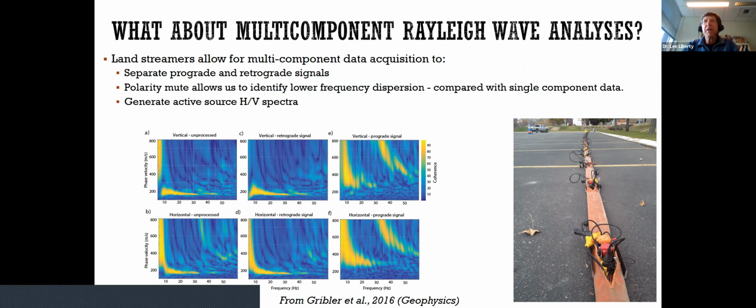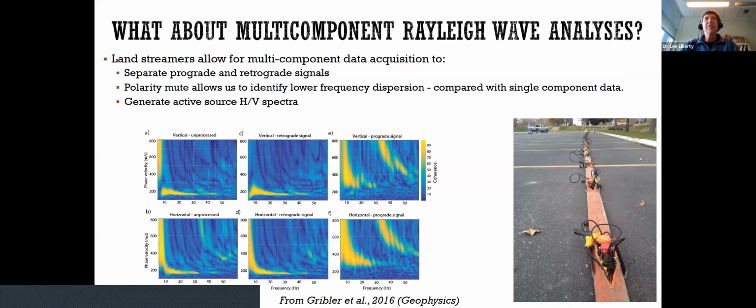What about multi-component data? This is from that Salt Lake data set where we were able to pull out both Rayleigh wave dispersion from the vertical and the horizontal components. And Gabe showed from this 2016 paper that we can separate prograde and retrograde signals. Many of you know that the fundamental mode of Rayleigh waves typically moves in a retrograde fashion, or counterclockwise with respect to the direction of motion. Many of the higher modes propagate in a prograde fashion, and with some simple polarity mutes, as we call them, you can separate those prograde higher modes from the retrograde fundamental modes.